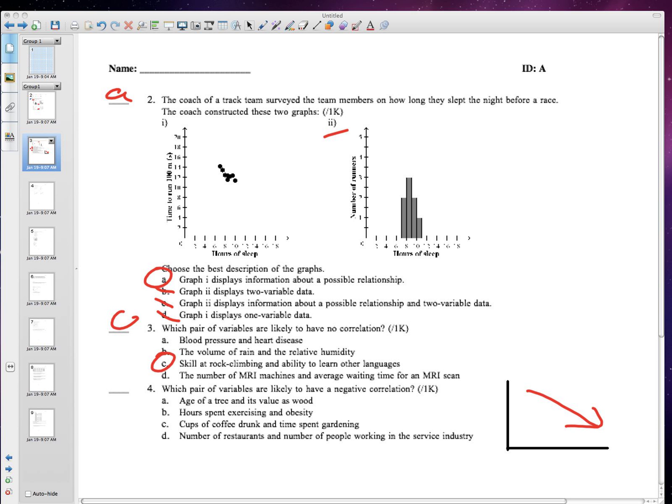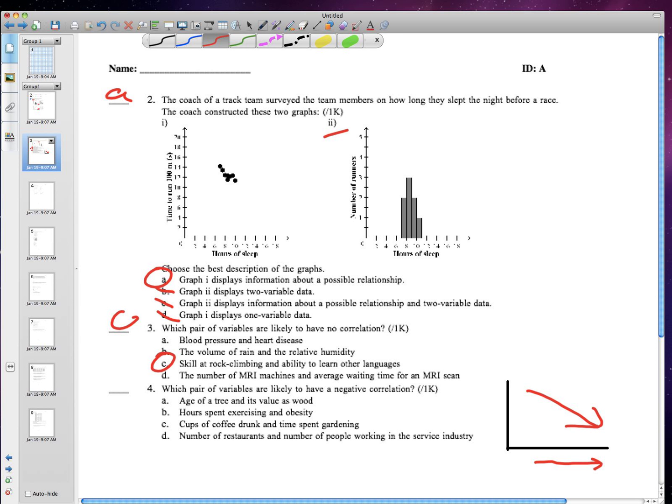Age of the tree and its value of wood. Okay? So let's say age is on the x-axis. As the tree gets older, the value of its wood. Does the value of wood go up or down? Does it go up? So what kind of relationship do we think that's going to be? That's going to be a positive one, it looks like. We're going to go on the assumption that the wood value possibly goes up. There's probably arguments to go against that. But let's take a look at another one.